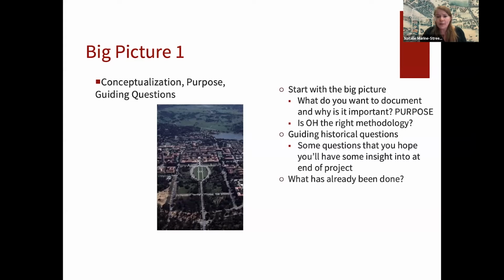You should also think about what has already been done. There's a lot of wonderful oral history archives and projects out there. Is there anything that has been done that is similar to what you want to do? How could you build on it? How could the way they approached the project give you some good ideas, or perhaps drive you in different directions?